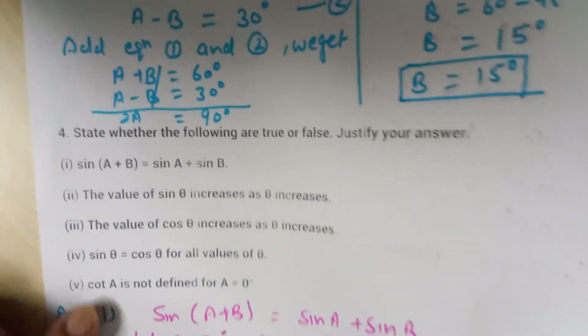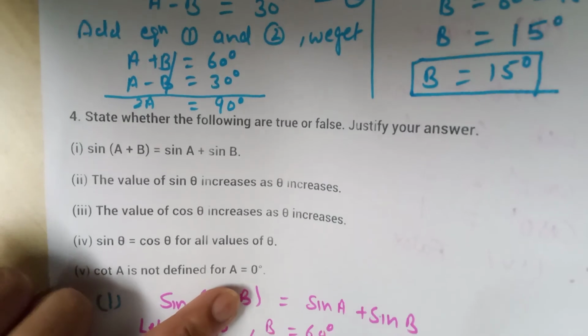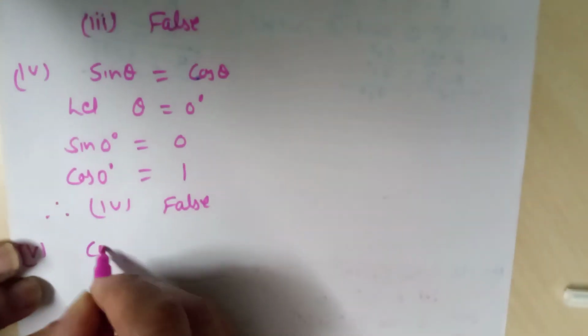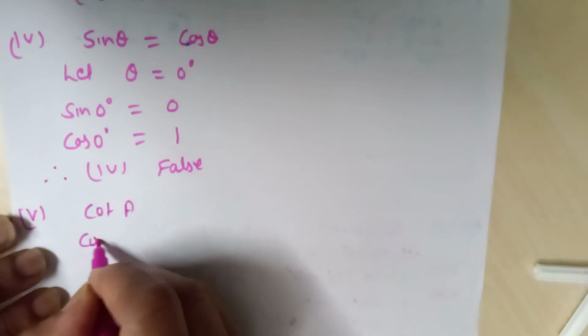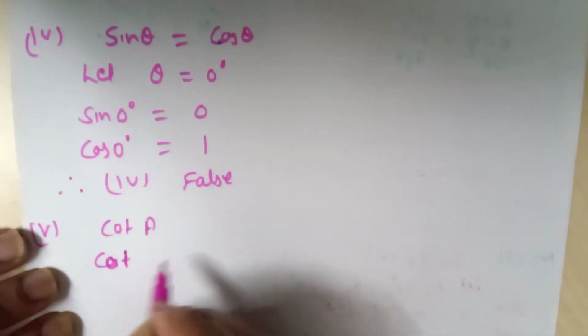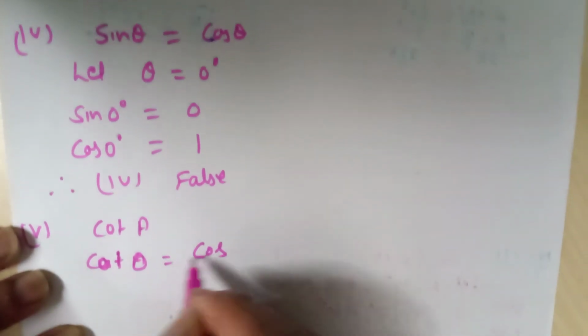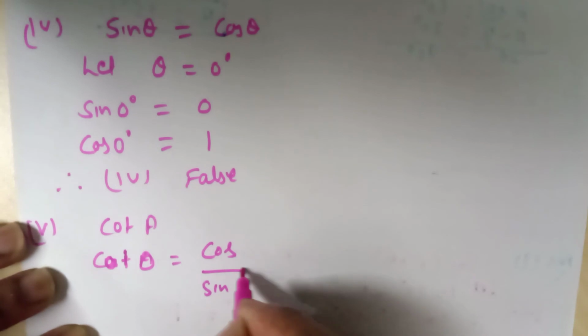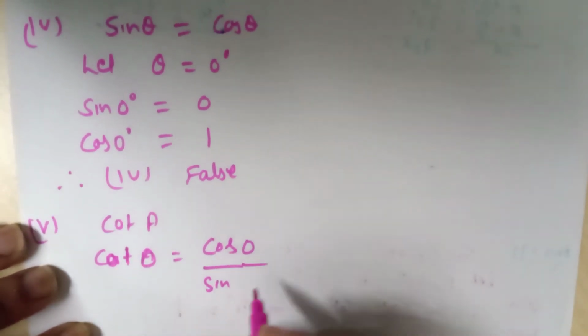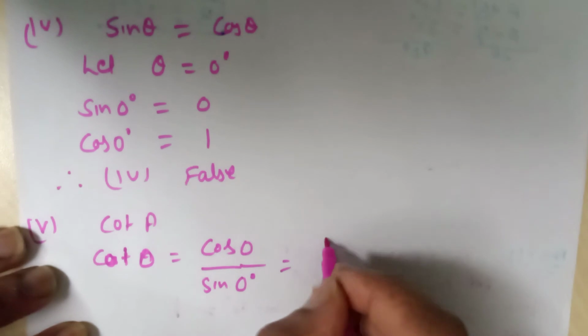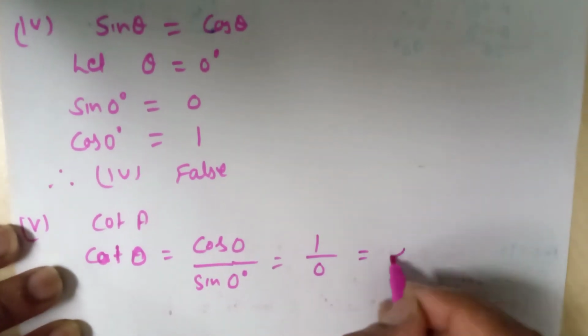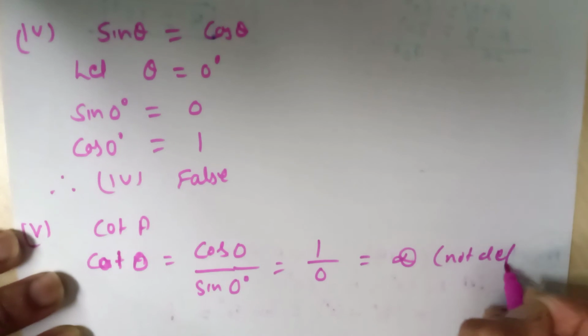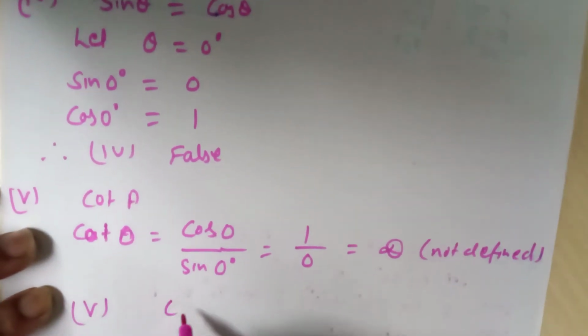Option 5th is cot theta is not defined at angle 0. We know that value of cot, you can check it from the table, or you can check it as value of cot is equal to cos upon sin. Cot 0 is equal to cos 0 upon sin 0. Cos 0 is equal to 1 and sin 0 is equal to 0, which is equal to not defined. Therefore the option 5th is true.